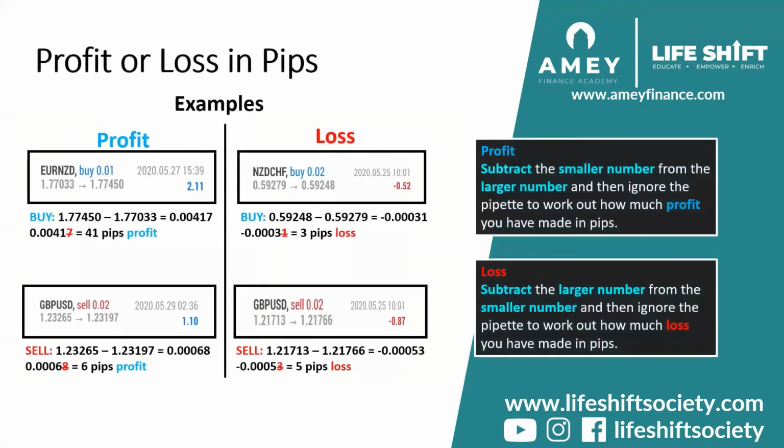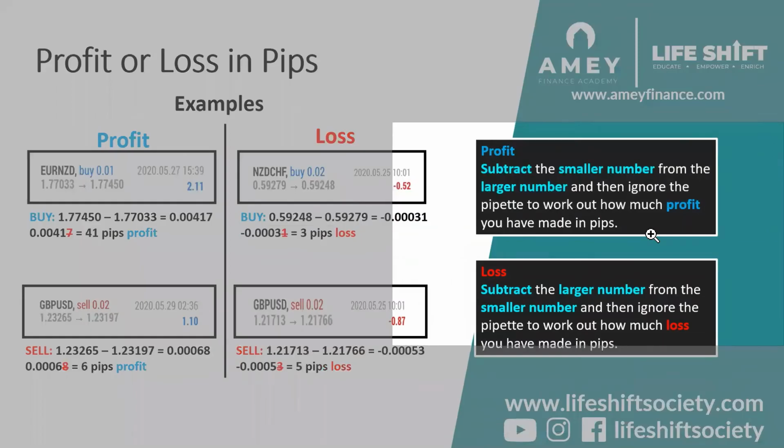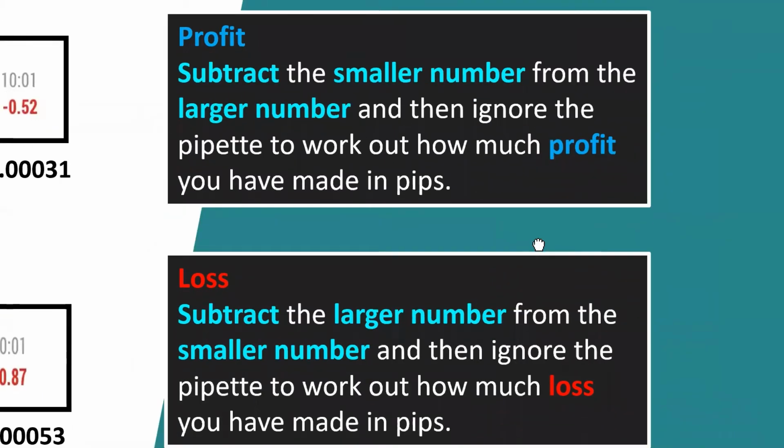Calculating your profit or losses: when you use the history tab, you can see any profits or losses that you've made on your account. This is very easy to calculate and very easy to follow. So if you've made any profits on your account, you need to subtract the smaller number from the larger number and then ignore the pipette, which is the last digit, to work out how much profit you've made in pips. Loss is the other way around. You subtract the larger number from the smaller number and then ignore the pipette to work out how much loss you have made in pips.